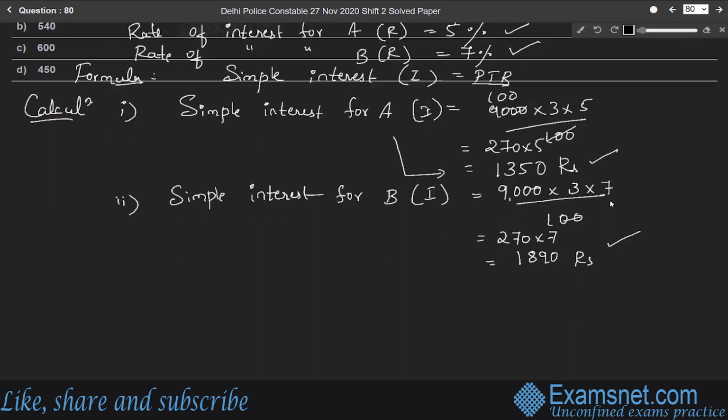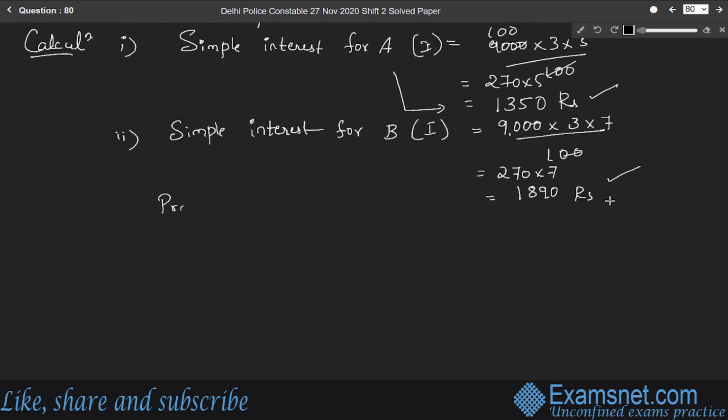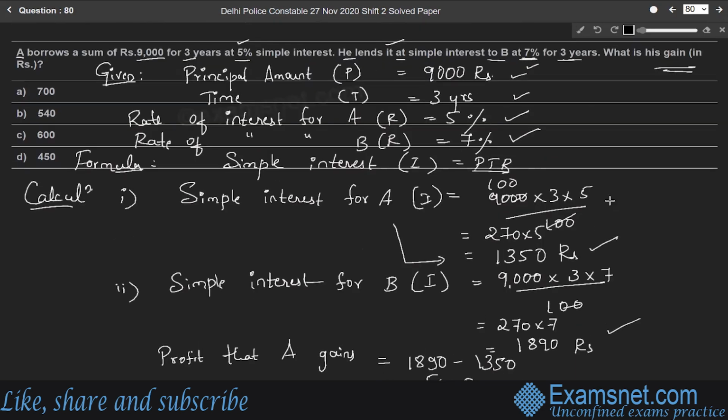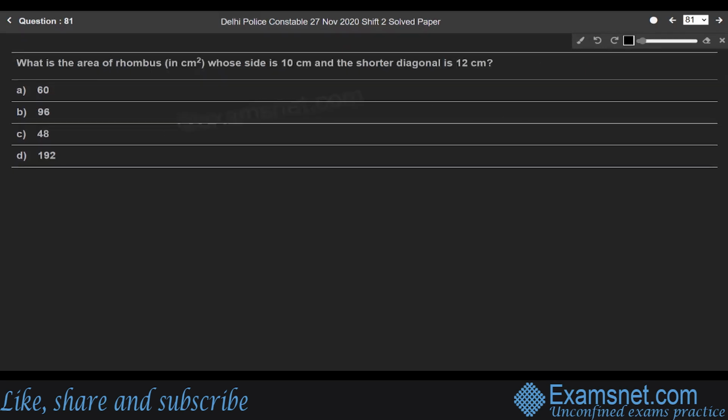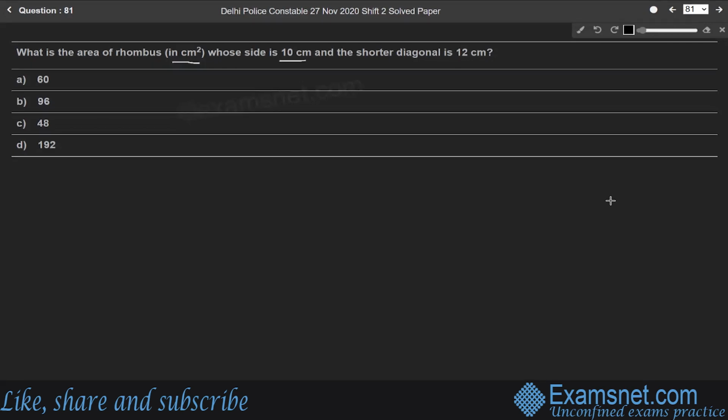Right. So here A pays the simple interest of 1,350 and B gives the simple interest of 1,890 rupees to A. Therefore, the profit that A gains is equal to the simple interest which B has given minus 1,350 which A has to give, right? Which is equal to 540 rupees. So profit is 540 rupees. Therefore, A gains 540 rupees. Option B.